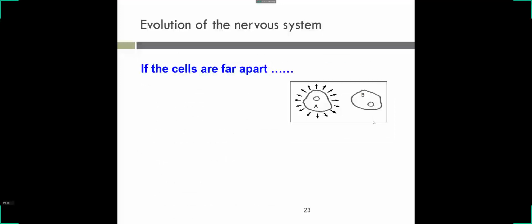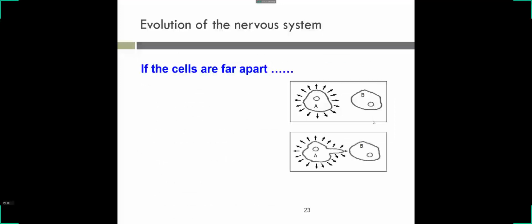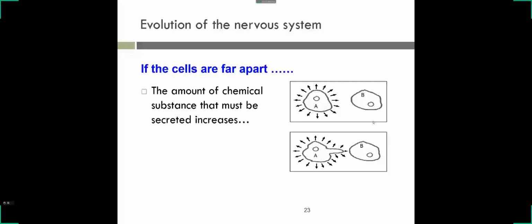And if the cells are far apart, it becomes obviously more tricky. The amount of substance that must be secreted thus increases, okay? Because they have to travel a long way, right? If we don't have a nice VOOV call, then I have to be really, really loud for you to hear me all the way over in China. But we use VOOV so that my message can be directly transmitted from me to you, right?